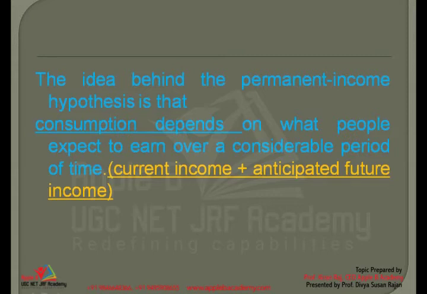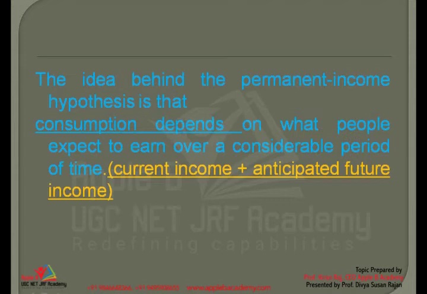That is the current income plus the anticipated future income. So again, let's just compare with respect to the consumption theories that we have studied so far. When we consider the case of the absolute income hypothesis, the consumption depends exactly on income, and this income is nothing but the absolute income according to Keynes.